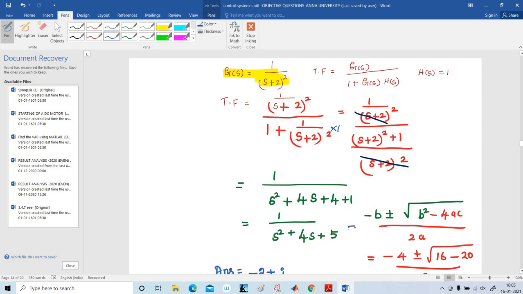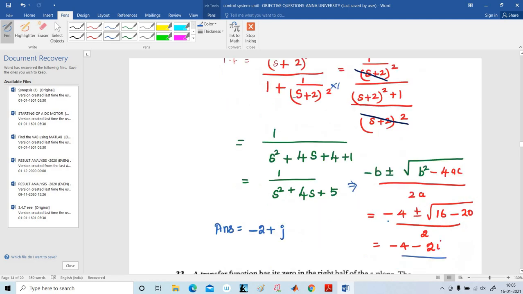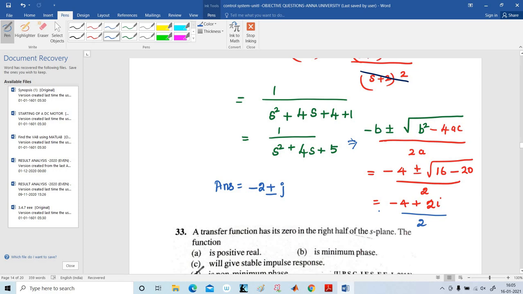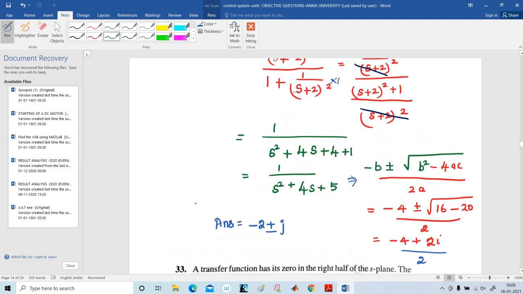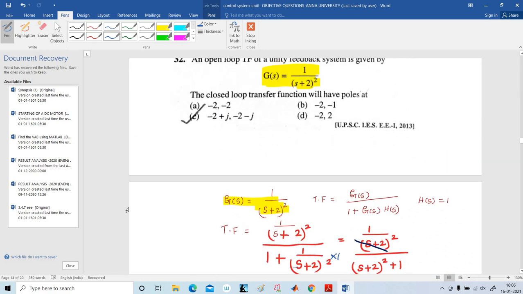And next I am going to apply the formula to find the root: minus B plus or minus square root of B square minus 4AC by 2A. Here minus B, that is minus 4 plus or minus square root of 4 square minus 20. So minus 4 plus or minus 2j divided by 2. So minus 2 plus or minus j, that is the correct answer.